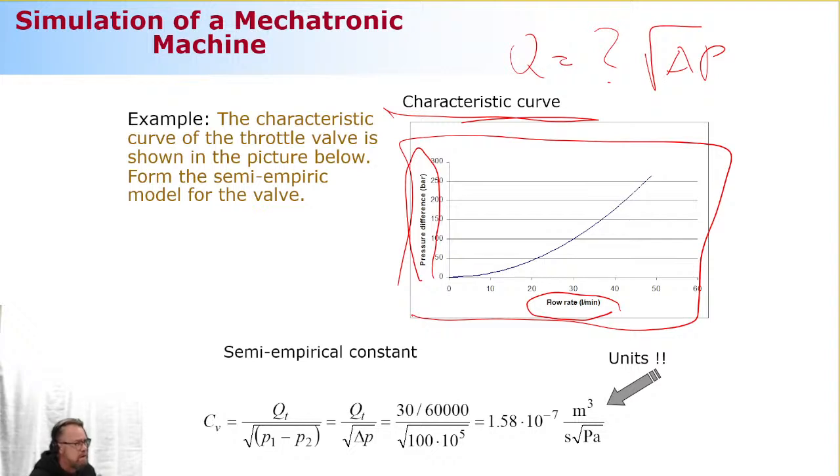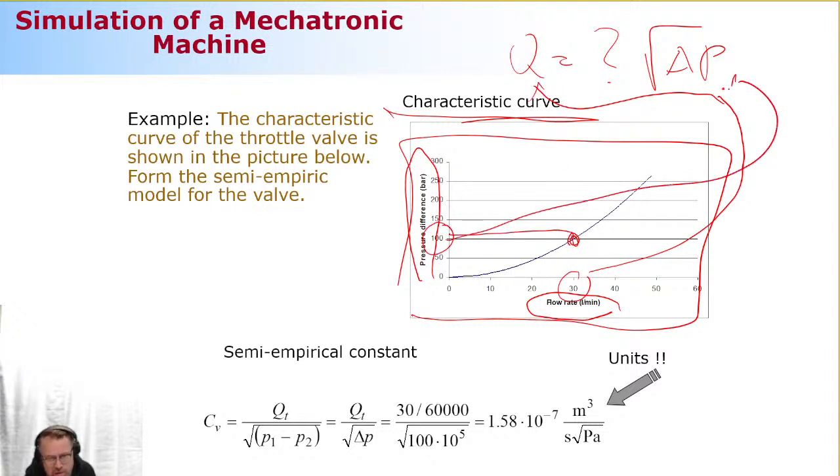That is the one that you can get from this characteristic curve. How? You simply take any point you want from this curve and you substitute the values. Here I select this point here. You substitute the values to this equation. Here is going to be the flow. Here's going to be the corresponding pressure difference. And of course, the thing you need to do here is convert the values to SI units.